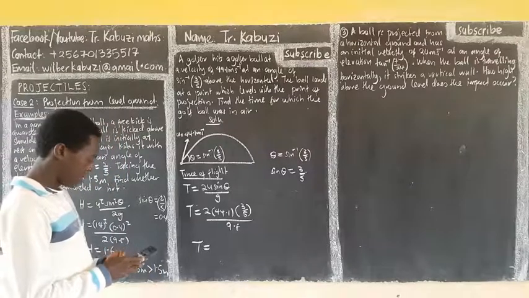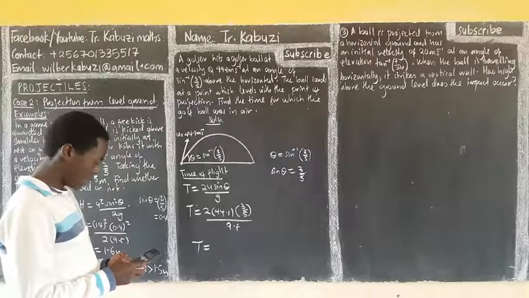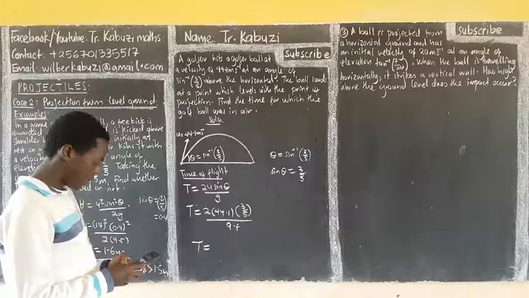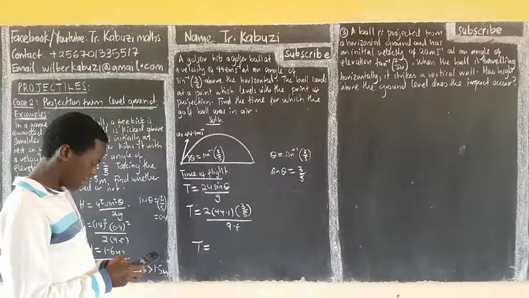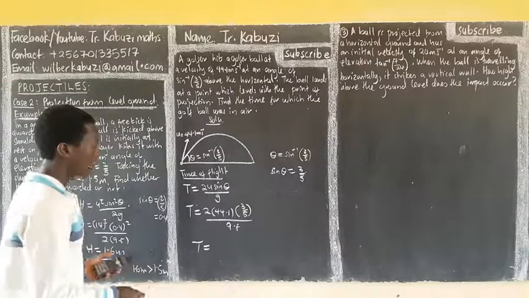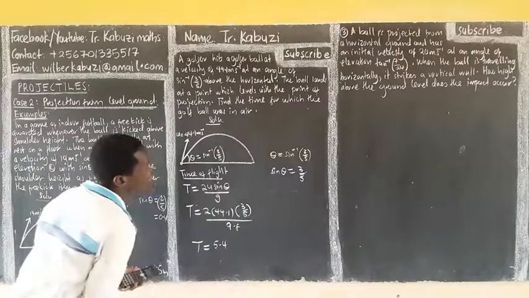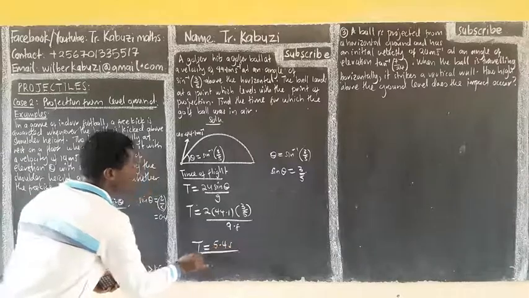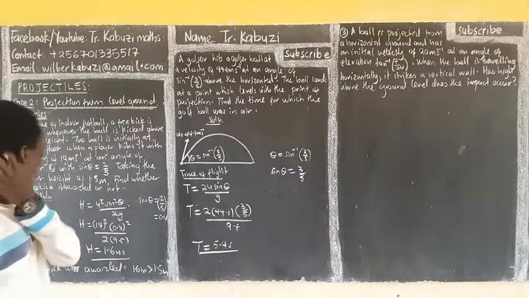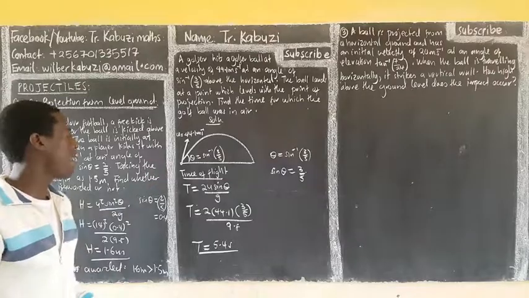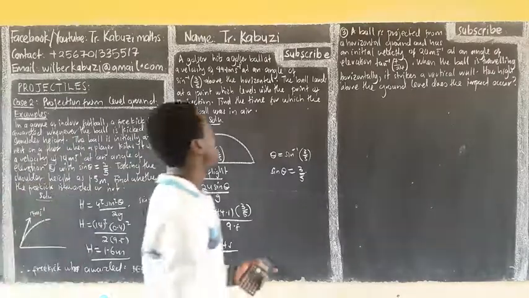So 88.2 divided by minus 3 divided by 5 divided by 9.8. Here I'm getting 5.4 seconds. That was the time it was in the air. Why? Because the velocity was high, so the speed was very high.